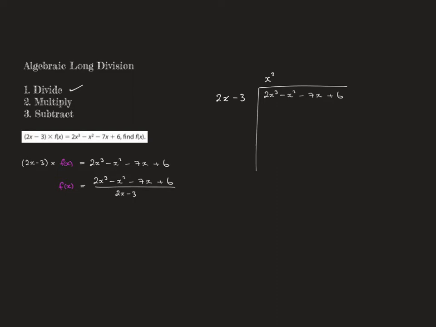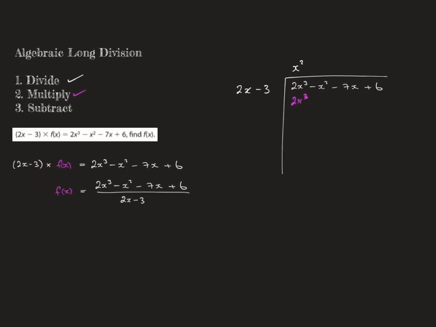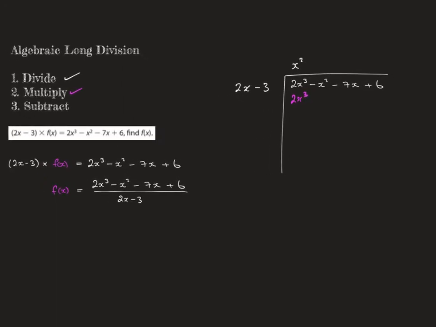So that brings me on to the next step, which is multiply. I just checked it there, but I'm going to do it again. So 2x times x squared gives me 2x cubed, so I'll fill that in. Next, I'm going to have to multiply the second term. So negative 3 times x squared gives me negative 3x squared.